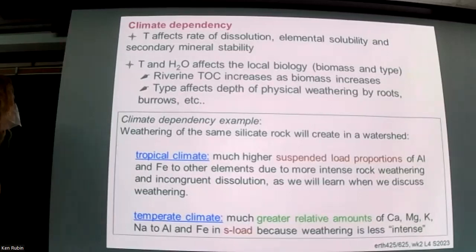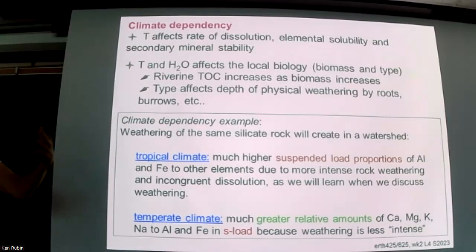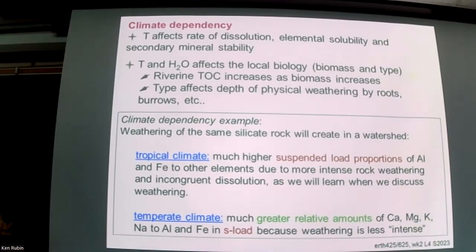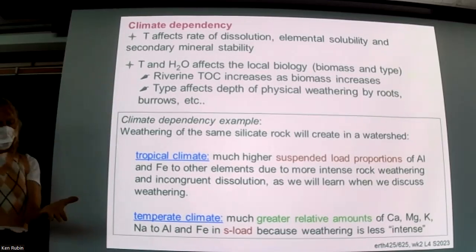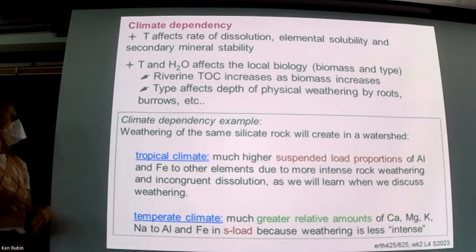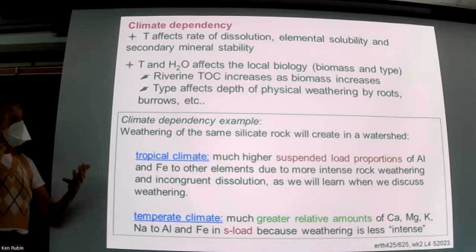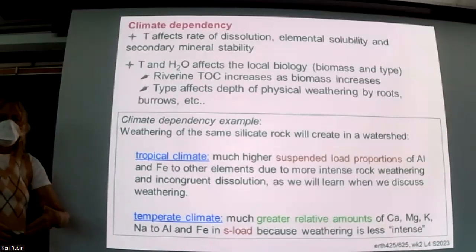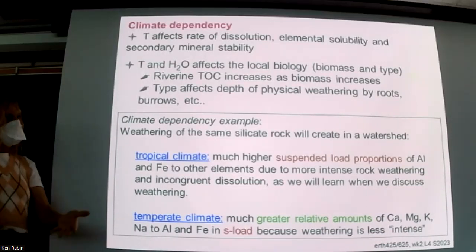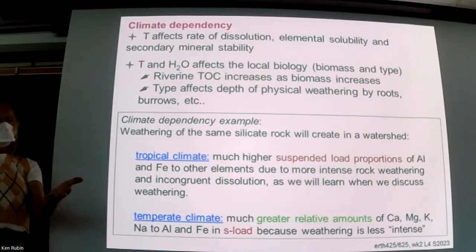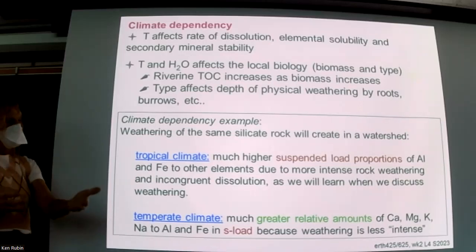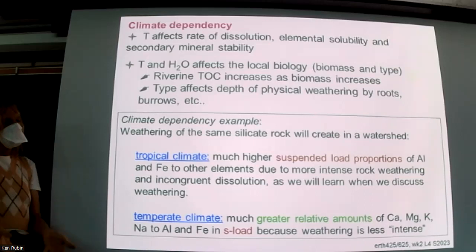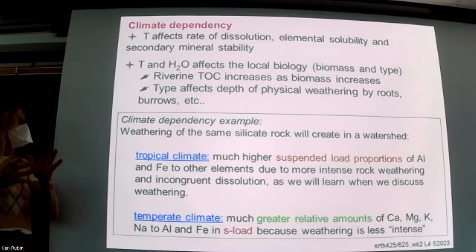Okay, so I have an example of how climate would affect the dissolution processes. It kind of emphasizes some of the stuff that I already mentioned about what the ecosystem looks like and what the overall biomass in that ecosystem is, which contributes to the amount of organic matter in the water. Organic matter in water pretty much always means lower pH and higher chelating agents, higher ligand content, and therefore increased solubility of our sparingly soluble elements.